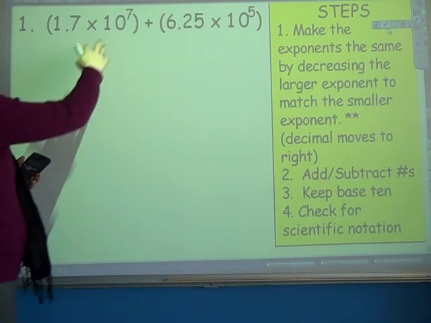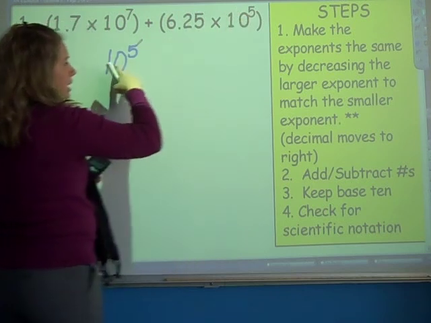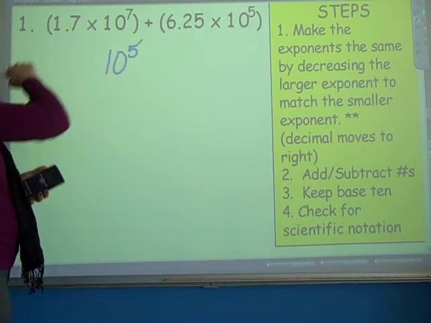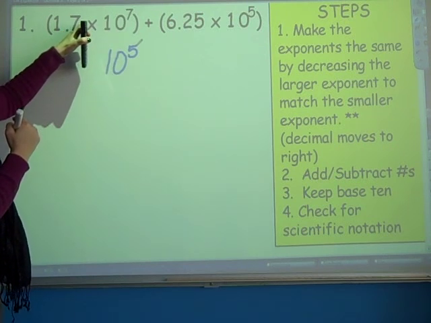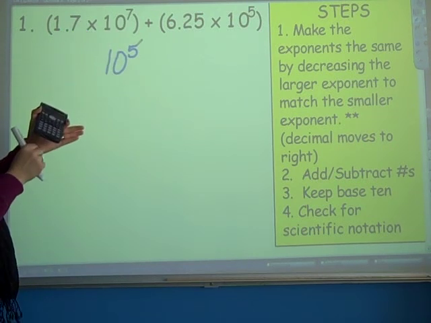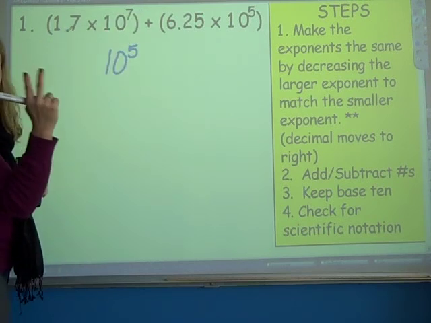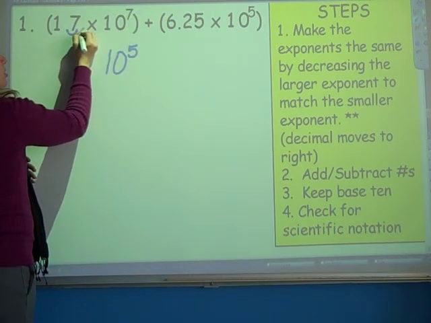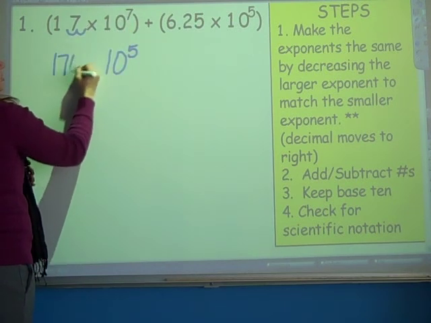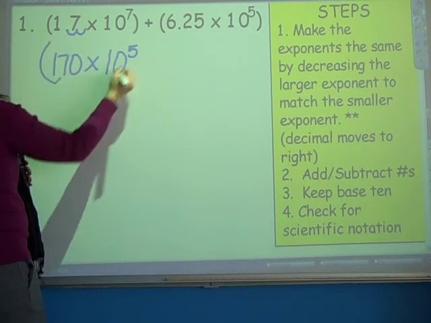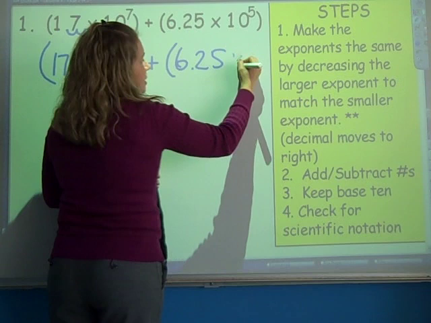And in order to make this 10 to the 5th, that's our goal, so that they have the same exponent, we have to move this decimal. And since we're making this number larger, the decimal moves to the right. We went from 7 to 5, so we're going to move it 2 places to the right. 1, 2, because we took away 2 from here. So this is going to become 170 times 10 to the 5th plus 6.25 times 10 to the 5th.